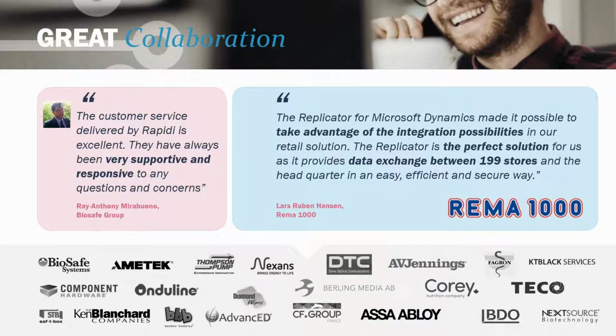The RapidiReplicator has been on the market since the late 80s. It can be used for very simple integrations just between two instances, but it can also be used for large-scale operations like the Rema 1000. It's a retail chain where they have actually now more than 200 Nav instances where they replicate data between the different systems. So whether it's simple or it's complex, the RapidiReplicator is still one solution for you.